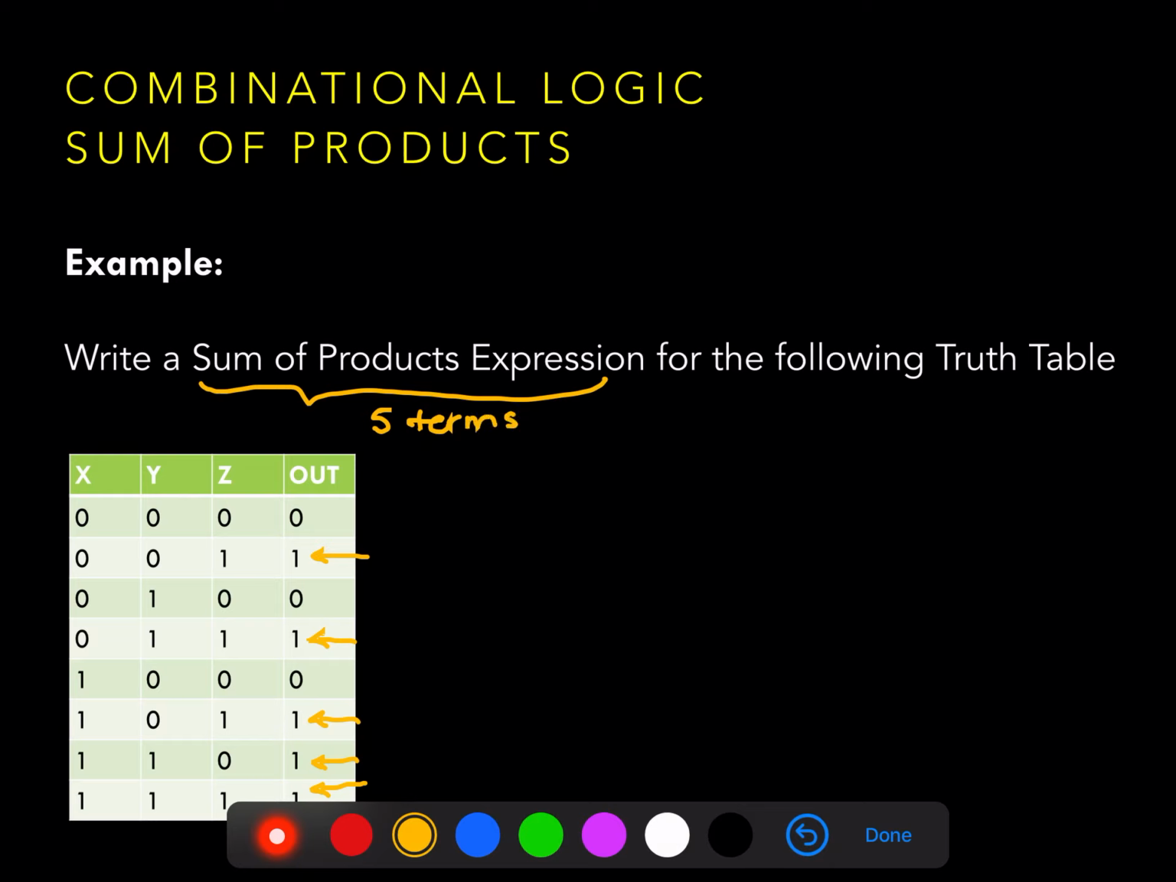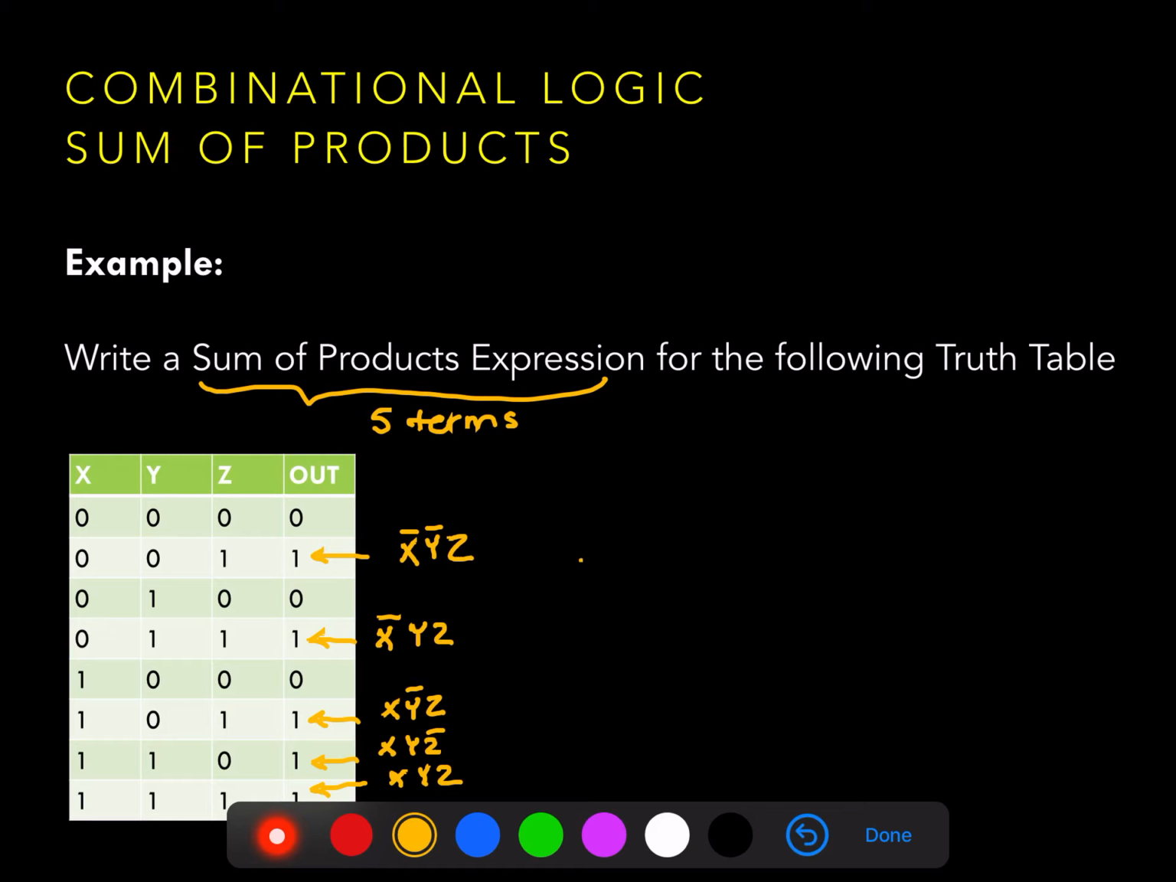And to come up with those 5 terms, we'll look at every line in the truth table. This second line of the truth table produces an output of 1, so it will generate a term in the SOP expression equal to x naught, y naught, z. This next line in the truth table will produce a term x naught, y, z. The next line will produce x, y naught, z. Then x, y, z naught. And finally in the last line of the truth table, x, y, and z.